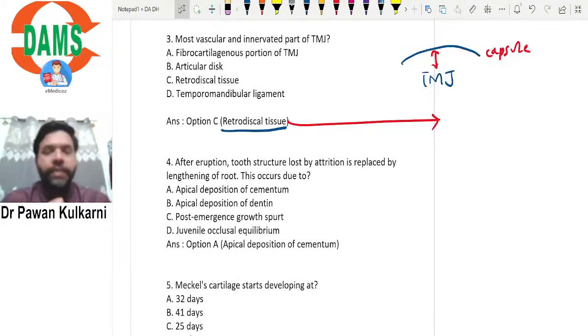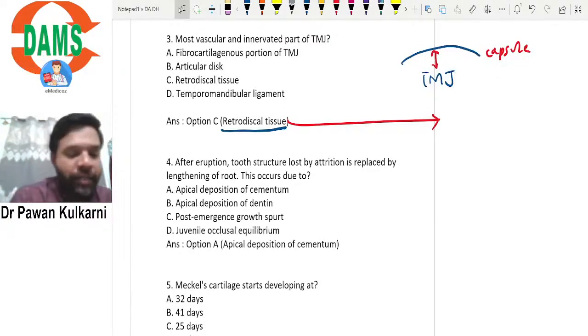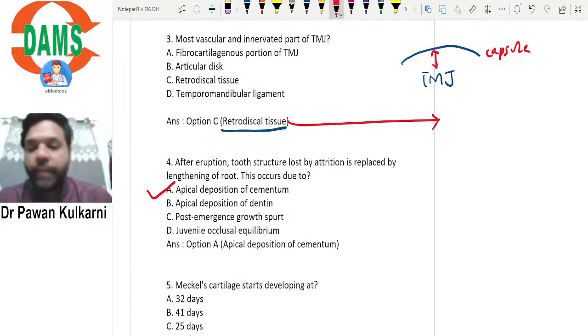What happens is that at the apical part of the root, cementum is deposited. This cementum causes lengthening of the root, thereby maintaining the proper occlusion. So the question is, this lengthening of the root occurs by what? Apical deposition of cementum, apical deposition of dentine, post emergence growth spurt, juvenile occlusal equilibrium. The correct answer is apical deposition of the cementum.